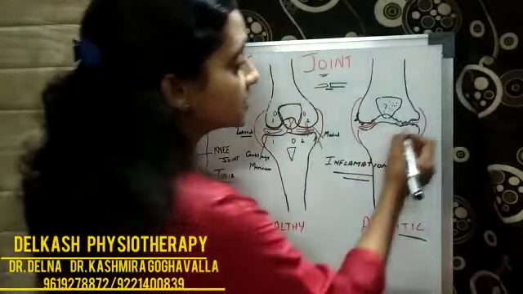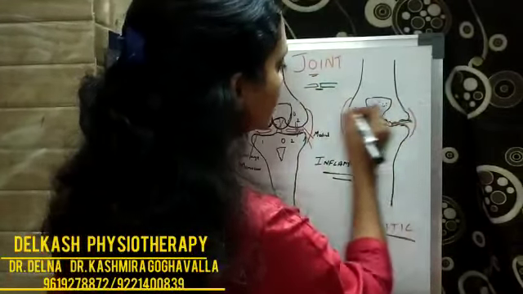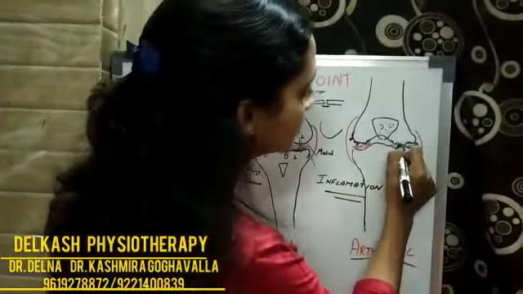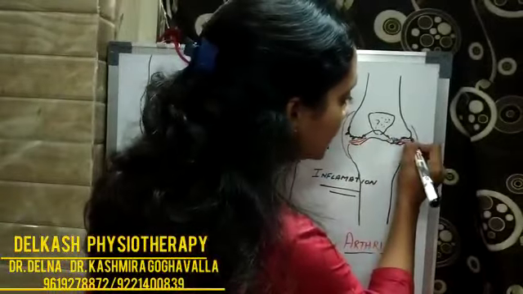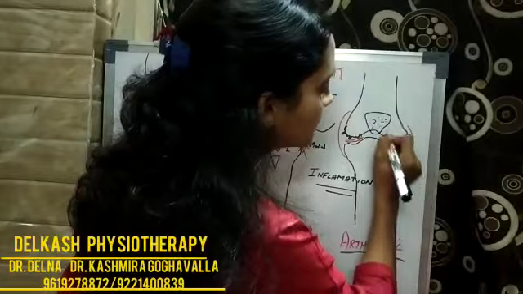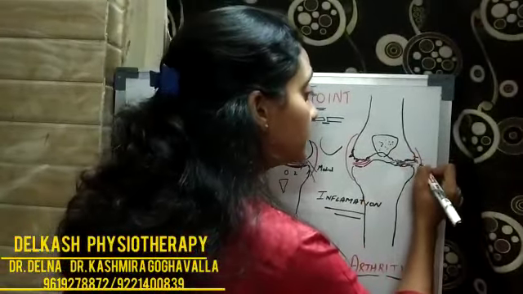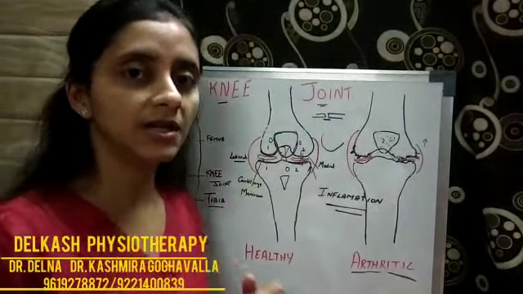And there is spiking of bones. The smooth surface of the bone no longer remains smooth and it starts spiking. These spikes pierce the soft tissue around the joint, the muscles and the other ligaments, and cause further inflammation in these soft tissues also, just worsening the case.